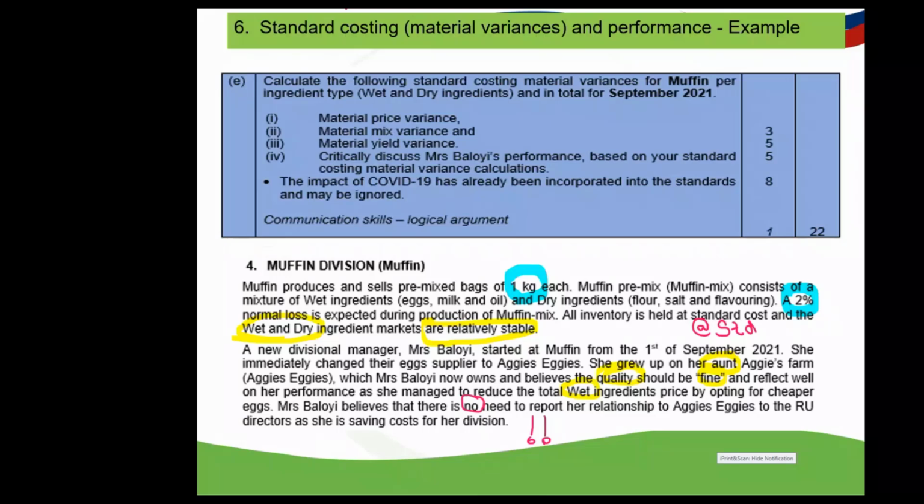Okay, so this is a question that has to do with standard costing material variance, and we're looking at the price variance, the mix variance, and the yield variance. And we're not going to do this discussion about performance. You can do that for homework. And at the stage of this question, it was during COVID, so there was a lot of focus on COVID. So at least now we're slightly less focused on that for the moment.